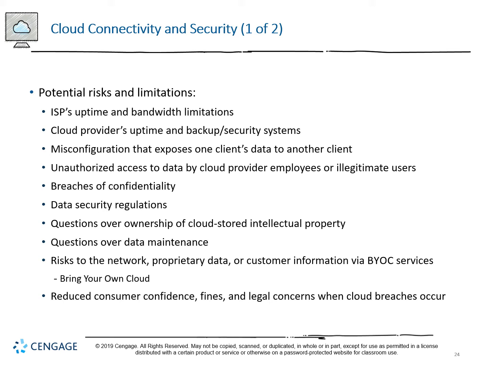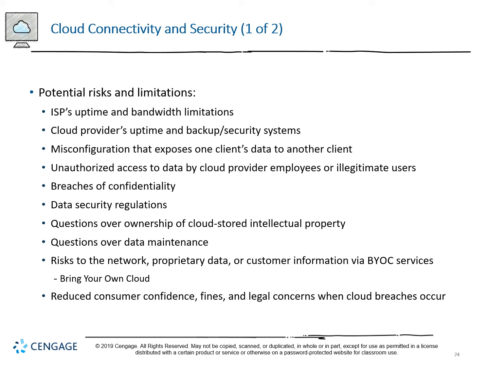Now let's look at some risks and limitations, of course. The uptime and bandwidth limitations of your ISP, the uptime and backup and security systems of your cloud provider, a little callback to what we talked about previously, misconfiguration that could expose data between clients, unauthorized access to data by cloud provider employees or illegitimate users, confidentiality breaches, data security regulations. This is especially true if you have a cloud platform that operates internationally. Do you support the UK's data protection services versus the ones that are here in the US? The state of California has slightly different data regulations than the rest of the country.